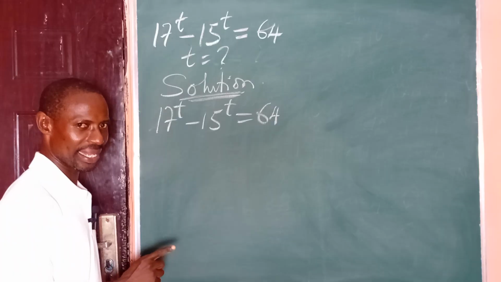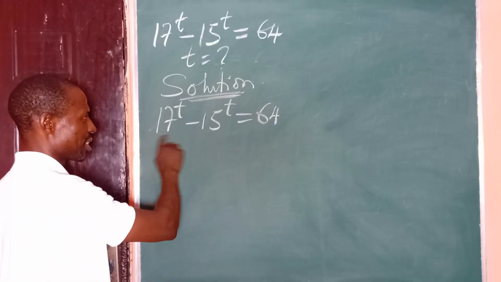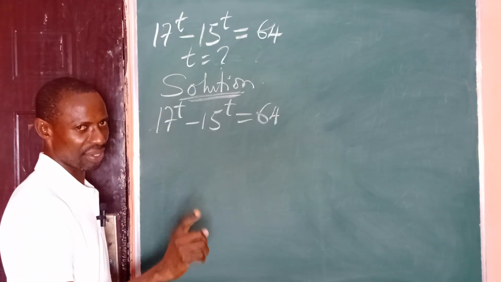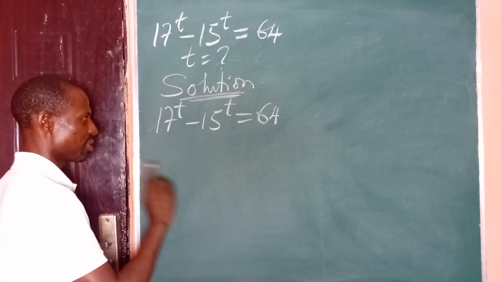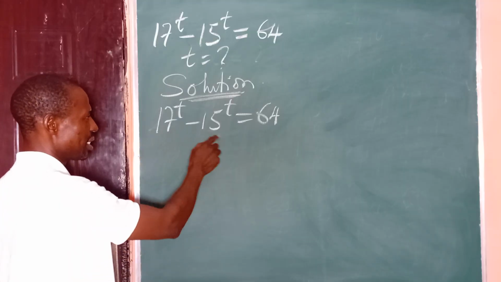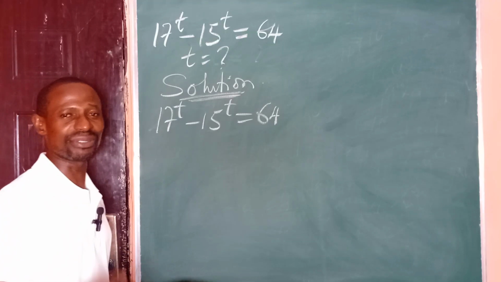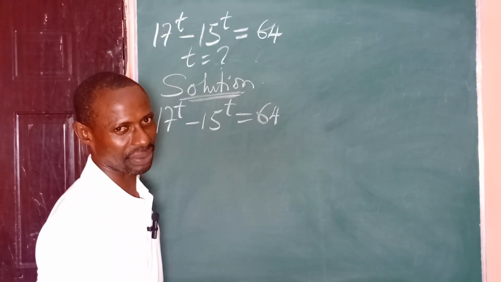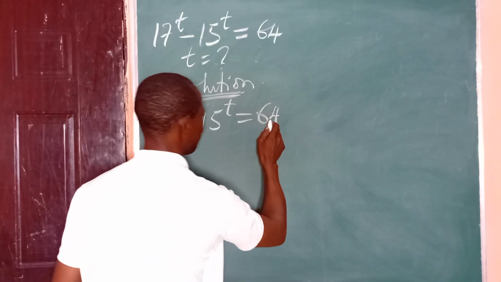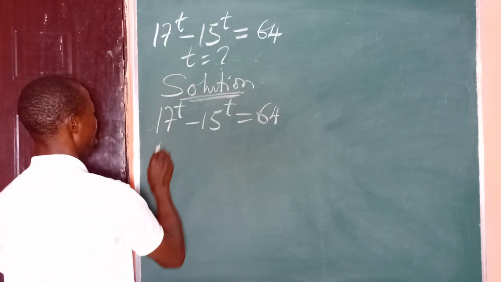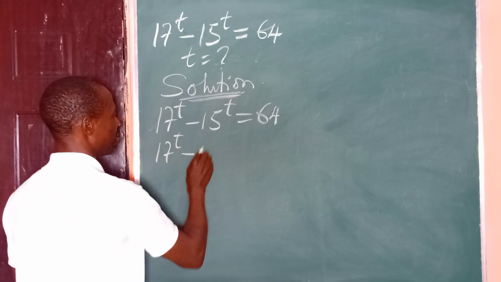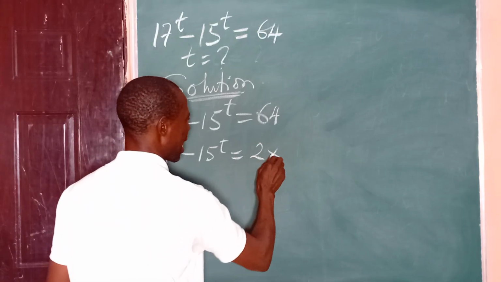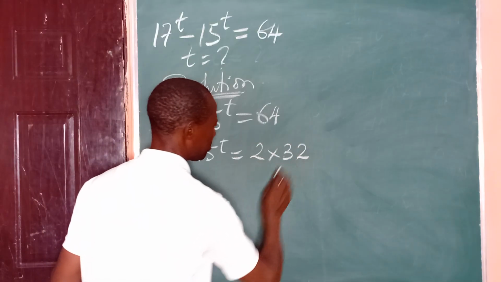add together to give us the summation of these two base numbers, and subtract both of them again to give us the difference between these two numbers here. So the two factors of 64 that will give us that will be 2 and 32. And so we can rewrite our 64 as 2 and 32. So we're going to have here 17 to the t minus 15 to the t equal to 2 times 32.